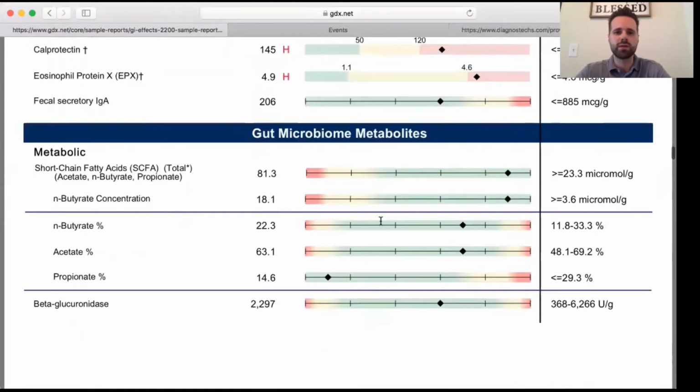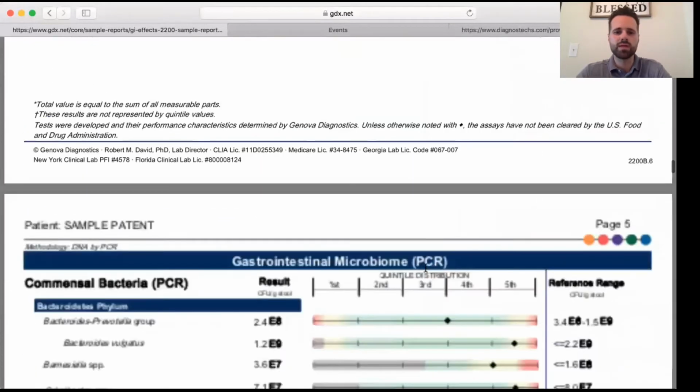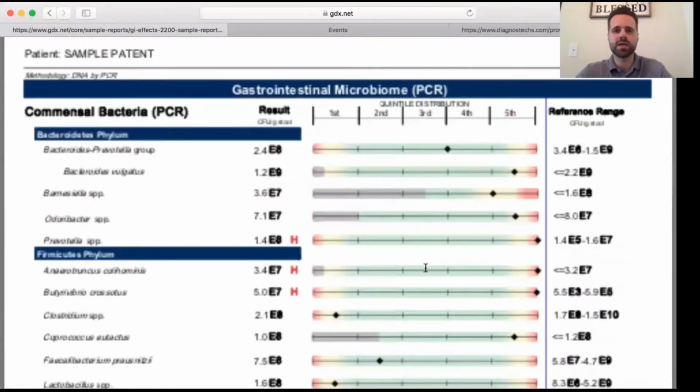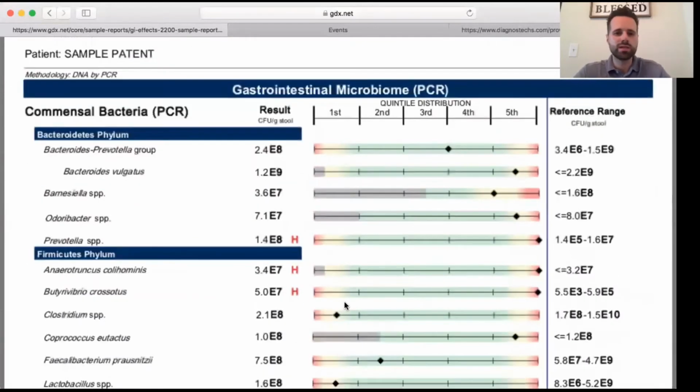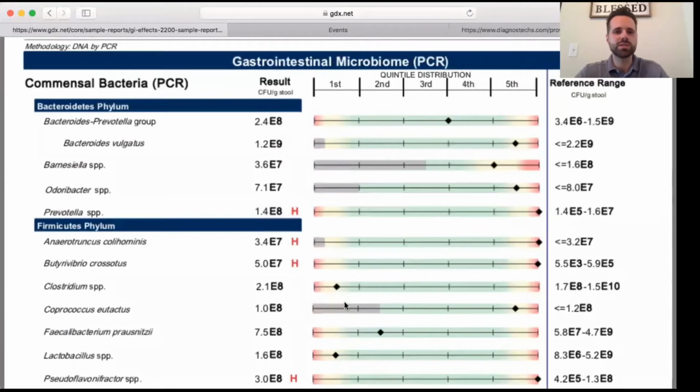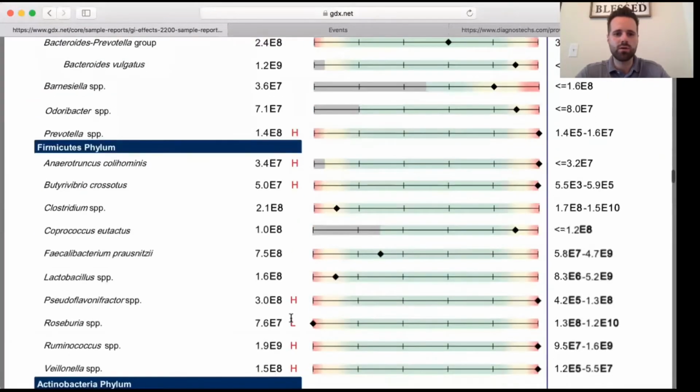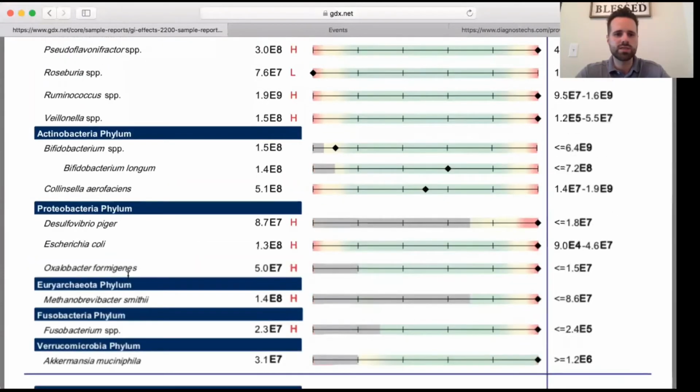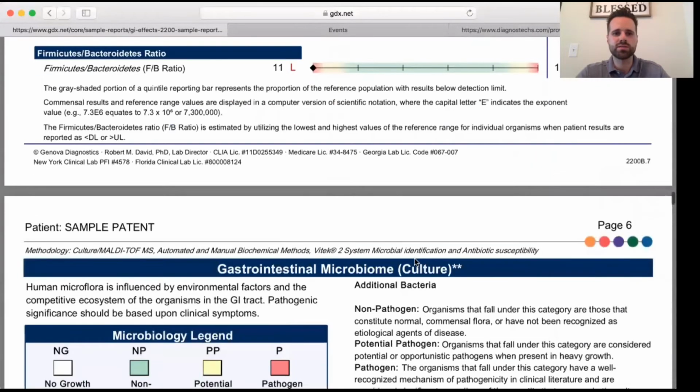And then we get the gut microbiome and metabolites. That looks like it checks out pretty well for this patient. And then we come down here to the gastrointestinal microbiome, and we can see the different genus and species of bacteria and whether or not they're high, low, or in normal range. And you can see the little H here for high, here's low. We'll keep scrolling down. We see E. coli in this patient is high. It's all the way in the red here. It really breaks it down, genus and species of each bacteria.